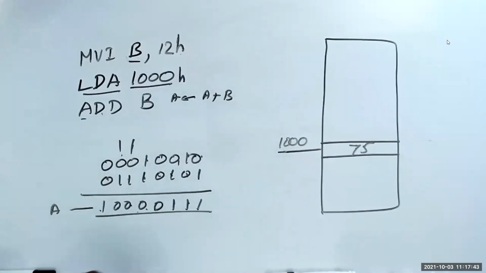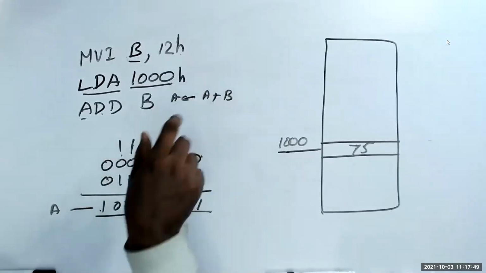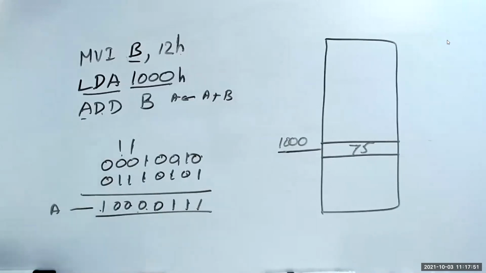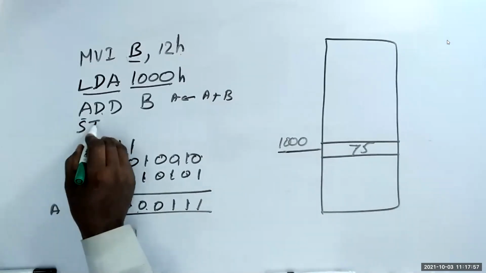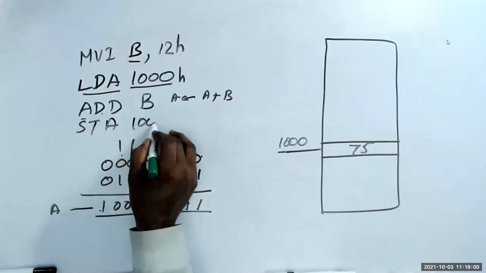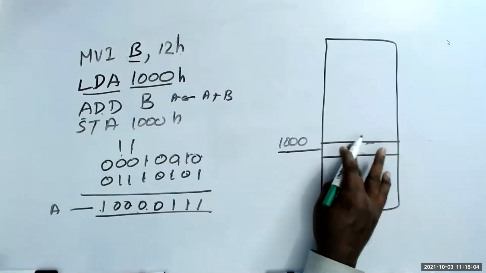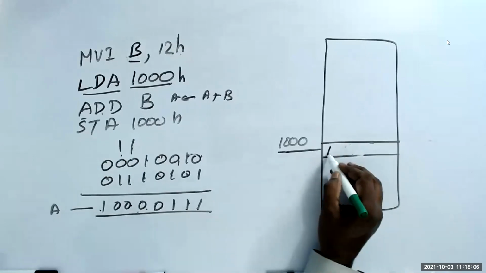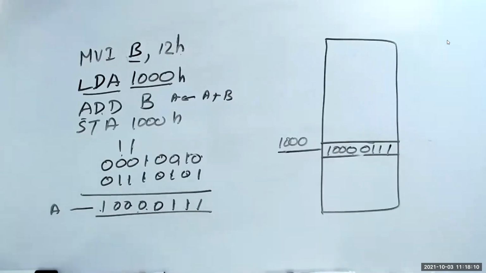Am I right? Now the trick here is this address has to be stored back. You can say once again, store accumulator at 1000H. Now the value of the addition can be stored here. What is stored? 1 0 0 0 0 1 1 1. That is stored, 87.